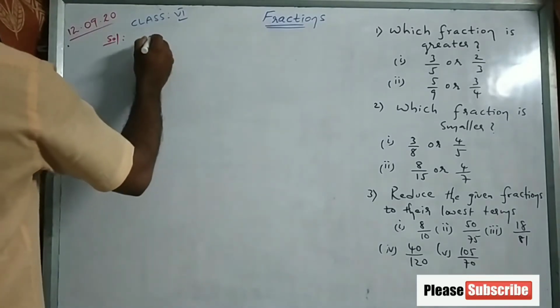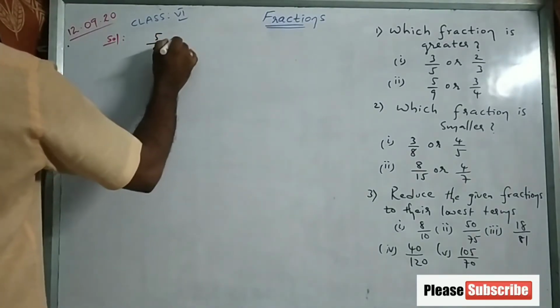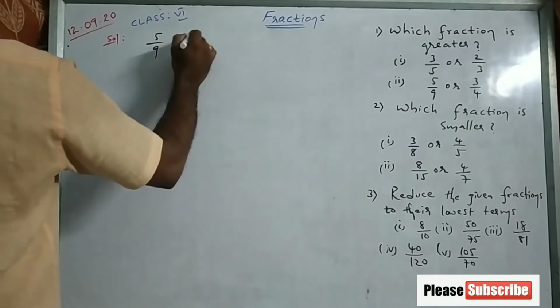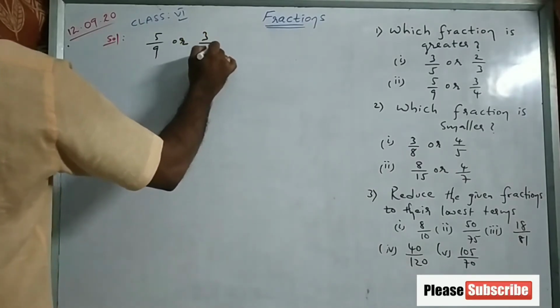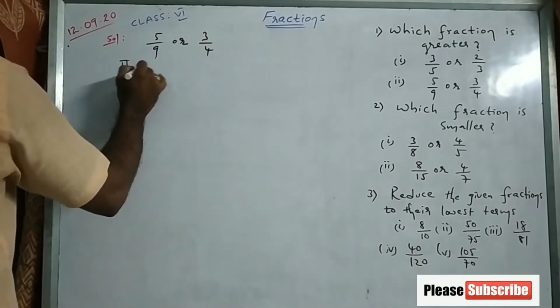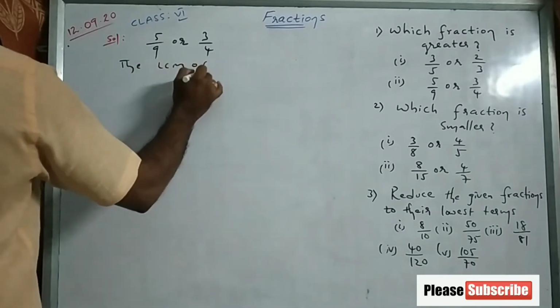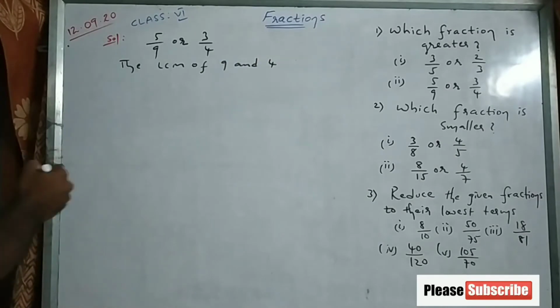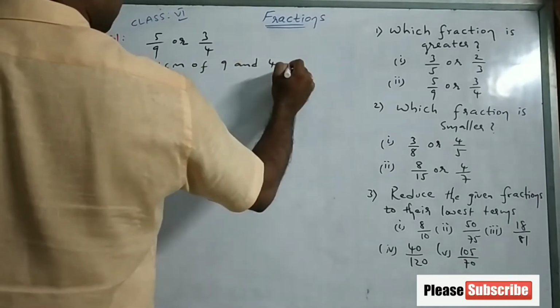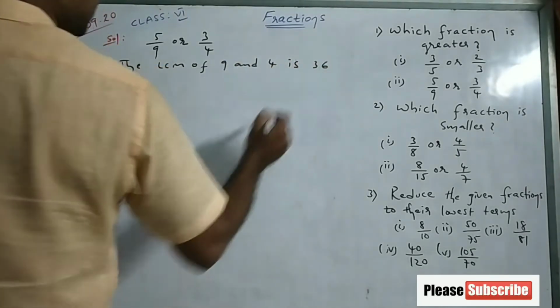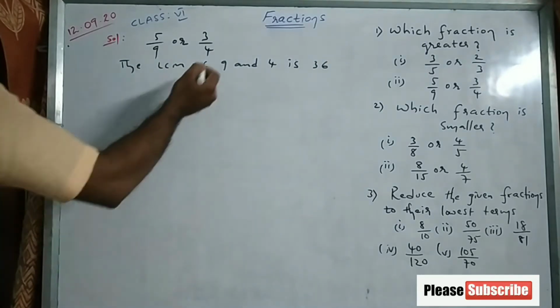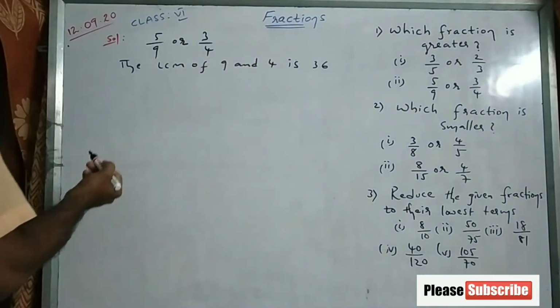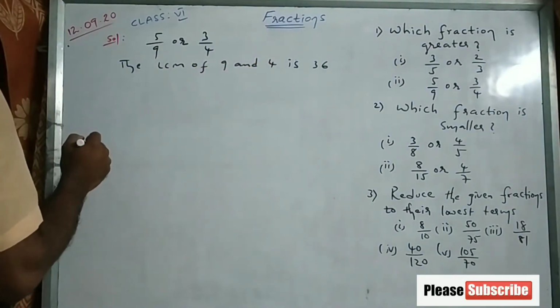Look at the second one. Which one is the second one? 5 by 9 or 3 by 4? The LCM of 9 and 4. Denominators are 9 and 4. So the LCM of 9 and 4 is 36. Clear? Because there is no common factor among those, so you can write directly.